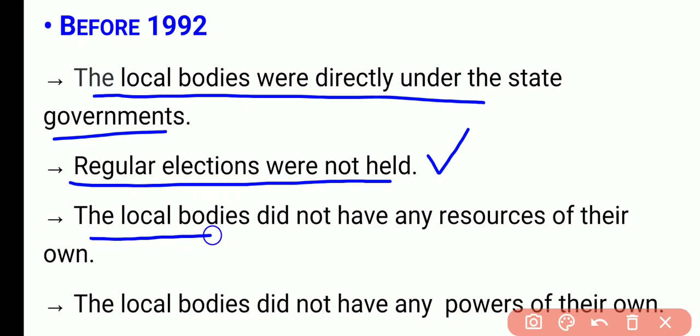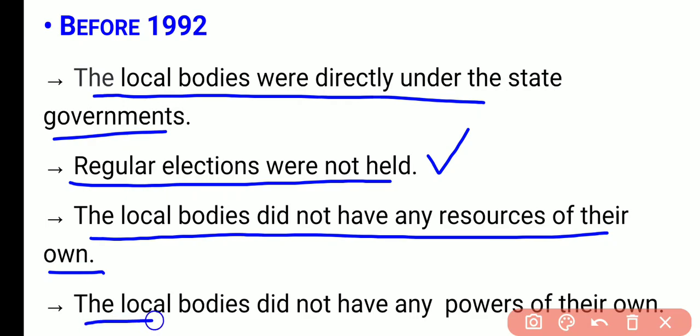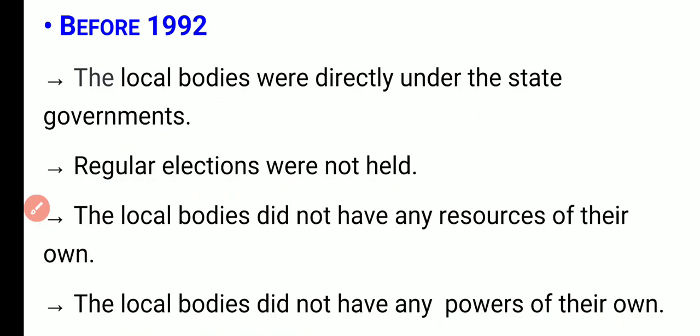Third, the local bodies didn't have any resources of their own. It means that they didn't have their own source of income. If they didn't have a source of income, they couldn't do anything on their own. Fourth, the local bodies didn't have their own powers too. It means the local bodies before 1992 were powerless and resourceless. So they were not much effective before 1992.